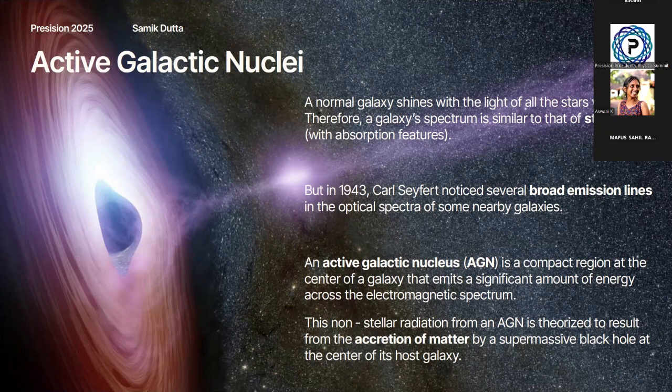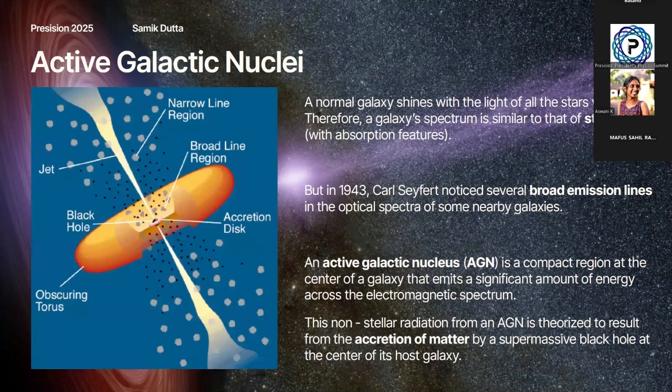is how this classification of active galactic nuclei came about. An AGN is a compact region around the center of a galaxy that emits a significant amount of energy across the electromagnetic spectrum. This non-stellar radiation from an AGN is believed to be due to the accretion of matter around a supermassive black hole. This is a schematic of our current understanding: there is a supermassive black hole and you see an accretion disk. You can have features like an obscuring torus, relativistic jets, and regions such as the broad line region and the narrow line region.